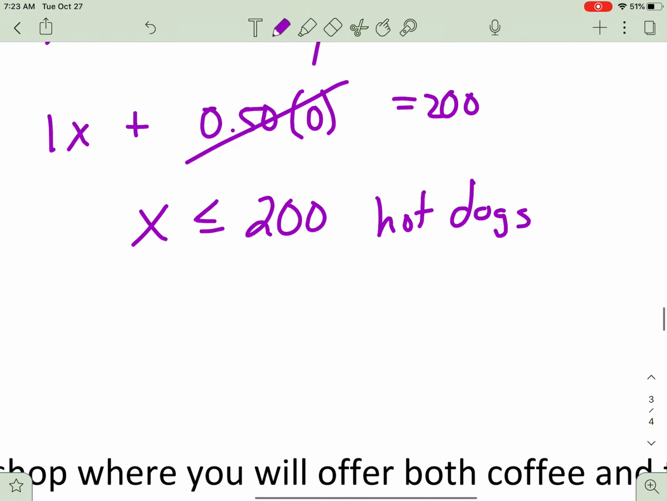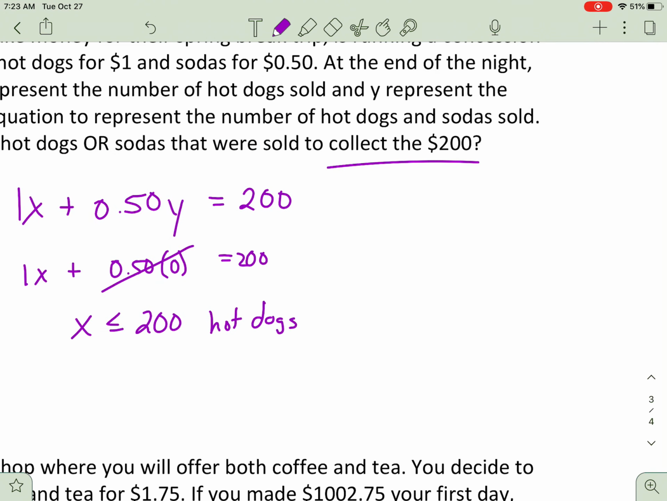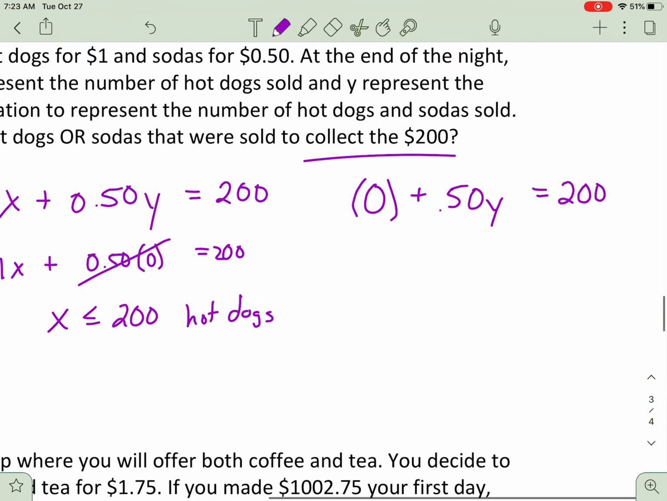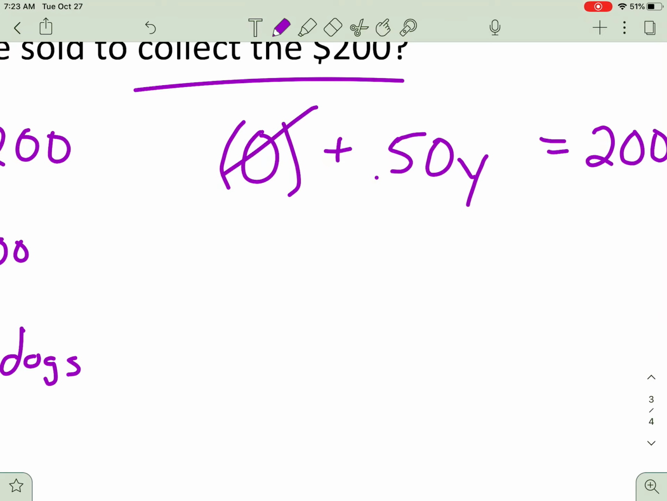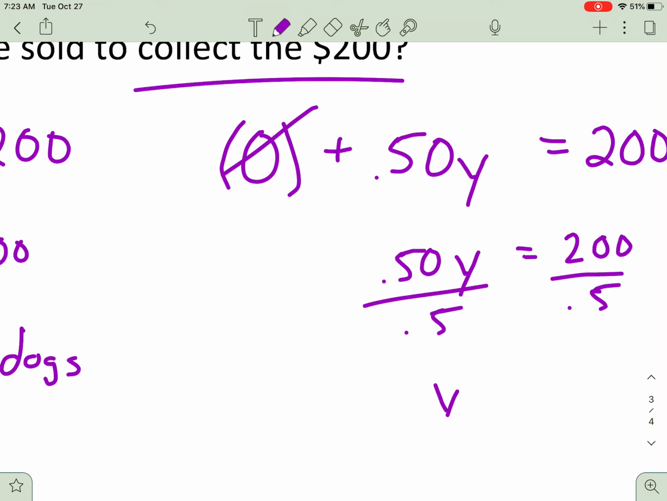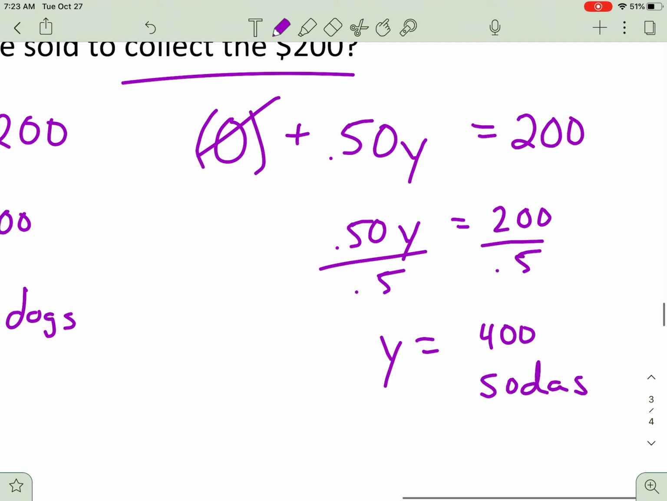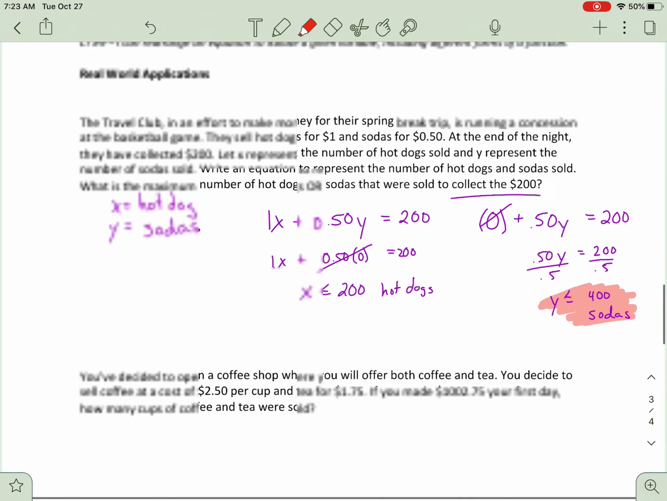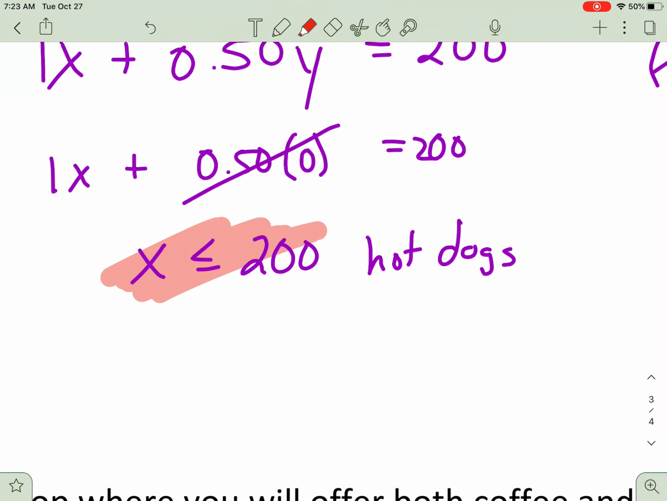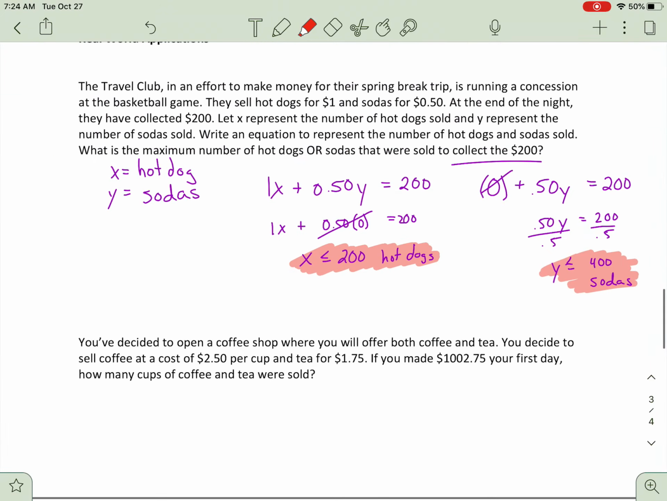So maximum. Or we have 1 times 0, which is 0, plus 0.50y equals 200. Okay, this is 0, so we have 0.50y equals 200, divide by 0.5, divide by 0.5, y equals 400. So 400 sodas. Okay, so if we sold no hot dogs, we could sell 400 sodas and make $200. Or if we sold no sodas, we could sell 200 hot dogs and still make $200.